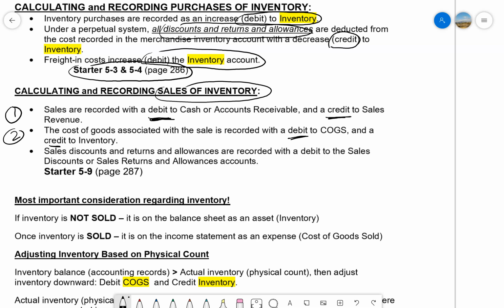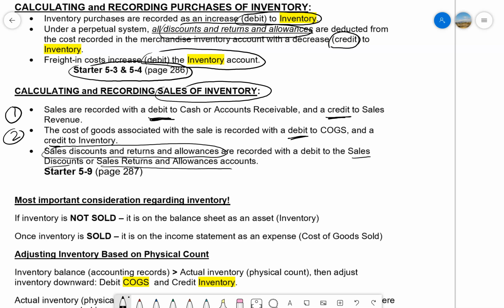So now we're going to come into some contra accounts: sales discounts, returns, and allowances. We're going to see two new accounts, sales discounts and sales returns and allowances. These are contra accounts to sales revenue.